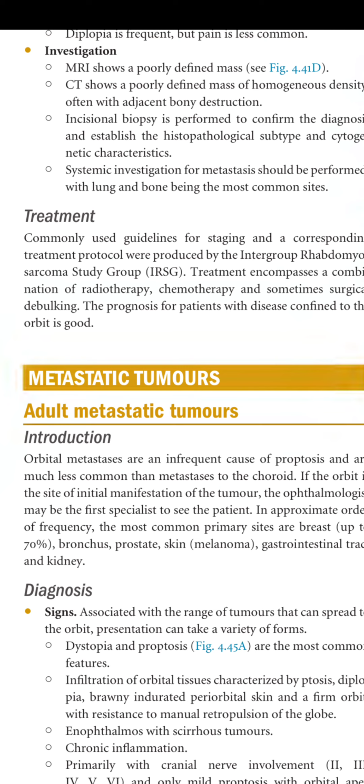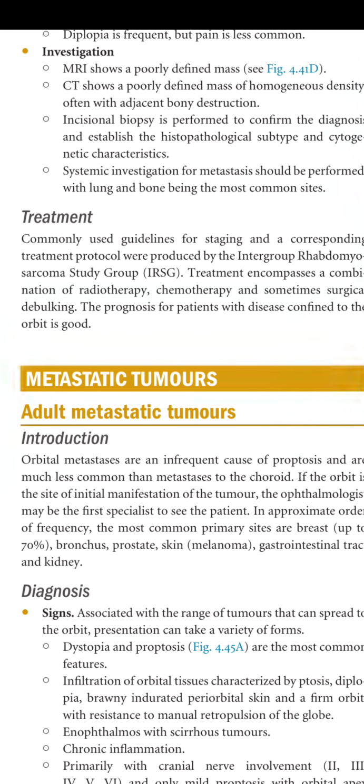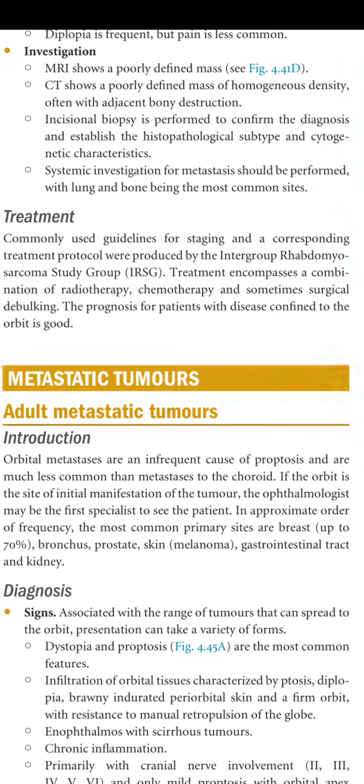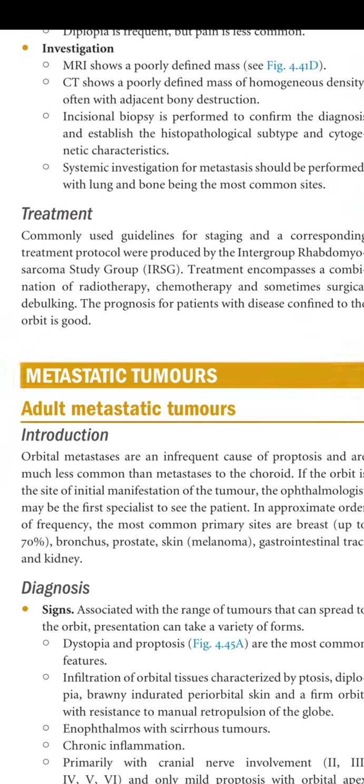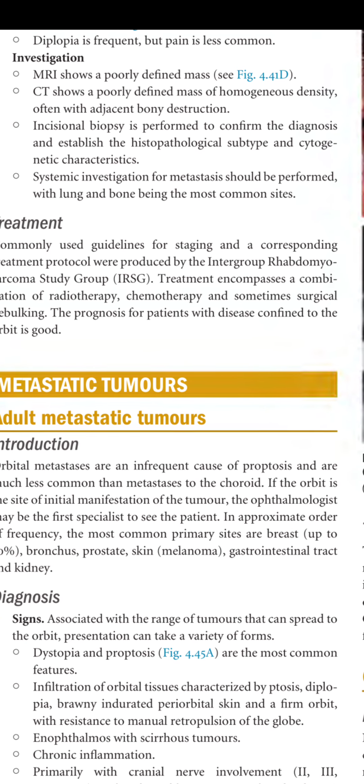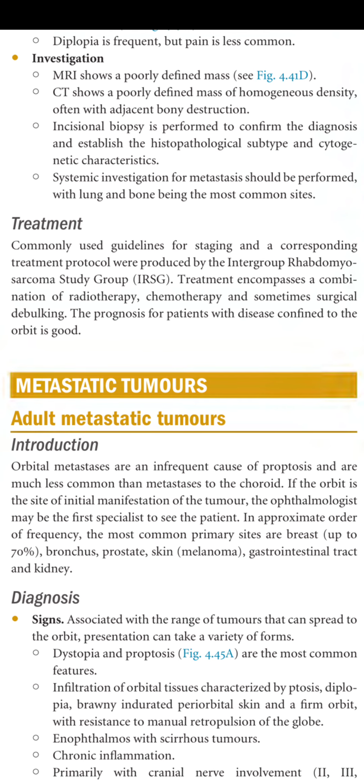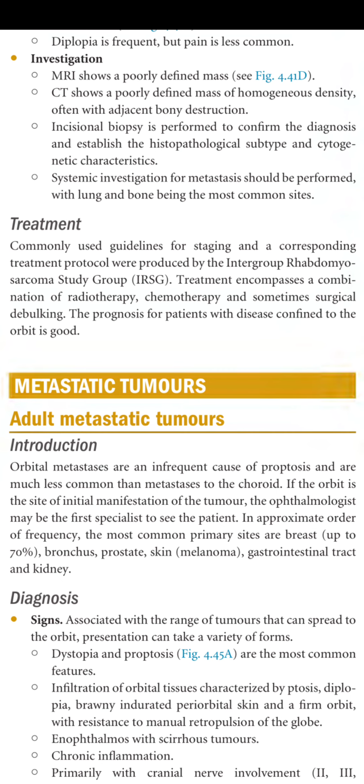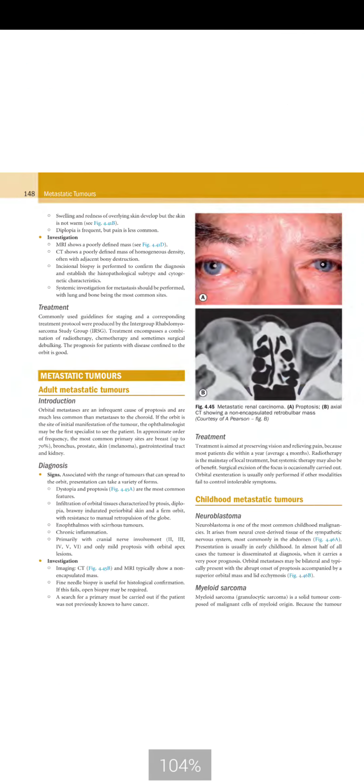Treatment. Commonly used guidelines for the staging and corresponding treatment protocol were produced by the Intergroup Rhabdomyosarcoma Study Group. IRSG treatment encompasses a combination of radiotherapy, chemotherapy, and sometimes surgical debulking. So you do not do surgery to remove the whole tumor, but you basically debulk the tumor. The prognosis for patients with disease confined to the orbit is good.